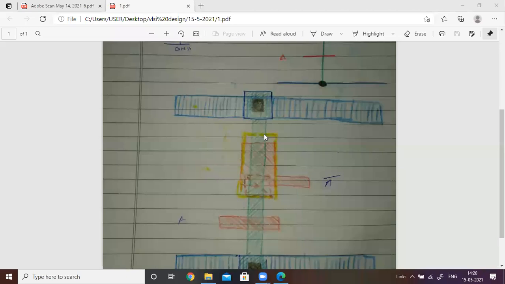It is exactly 2 lambda. This point is located exactly here. There is a difference, we'll see in the next figure. So this is the implant. You can place the implant like this. This is the implant to identify the depletion mode transistor.